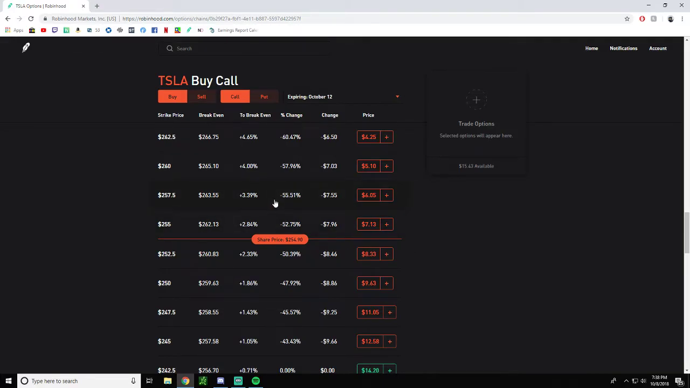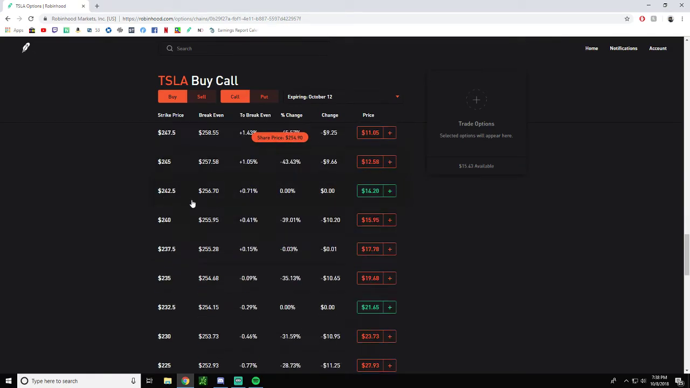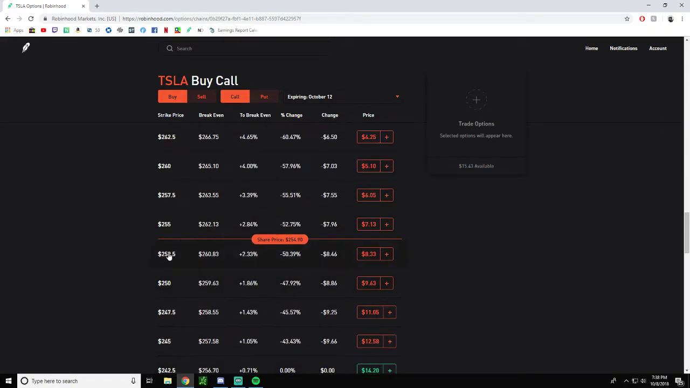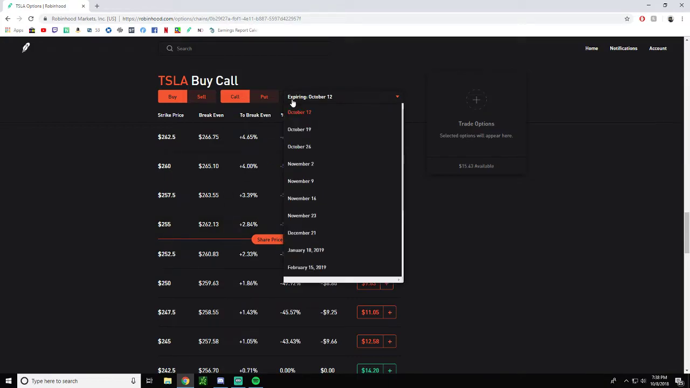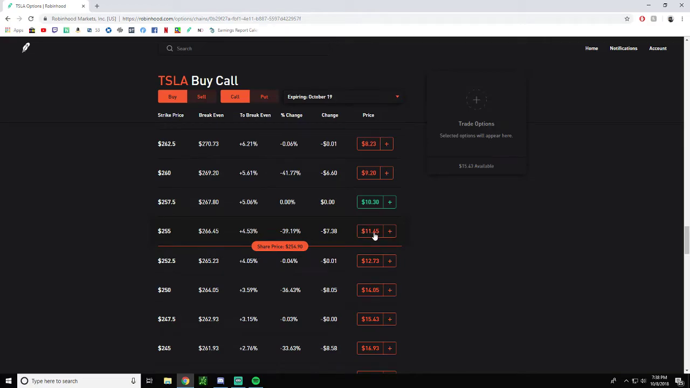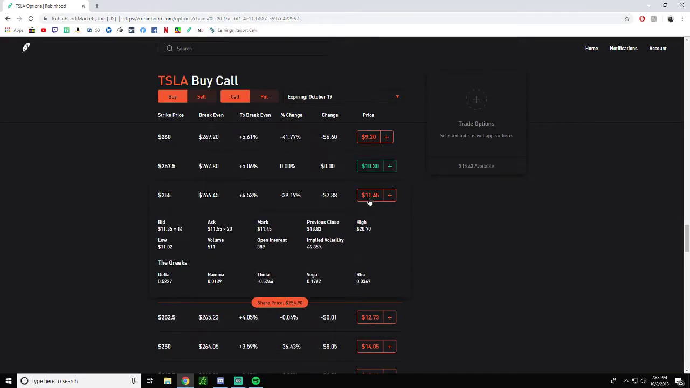That's totally fine. I like playing that way, but if you're thinking about doing safe plays, you're going to want to get deep in the money, which is probably going to be down here, or you're going to want to get at the money, or one up if you really want to have a little bit more risk to it. So let's go out a little bit more. This is going to be the price per contract. The best way you can figure out the price is you just move the decimal to the back. So this price is $1,145 to get into it.